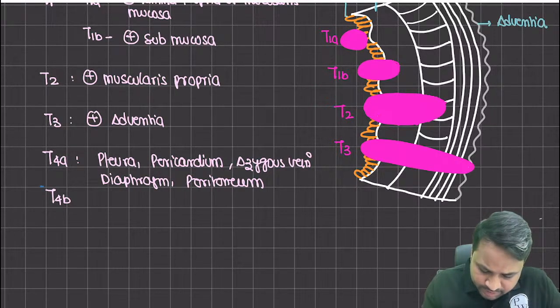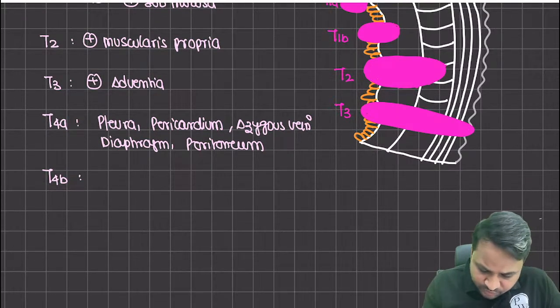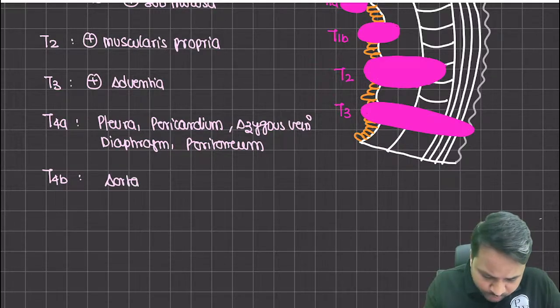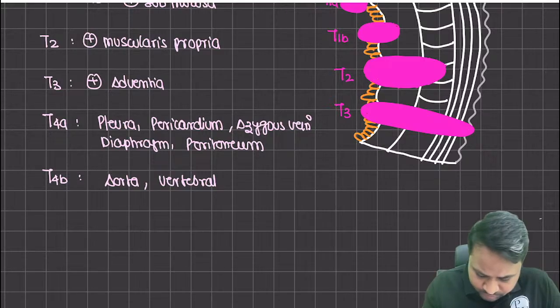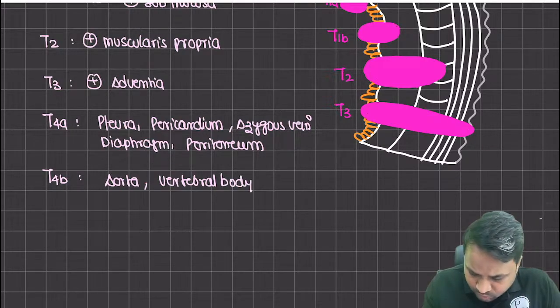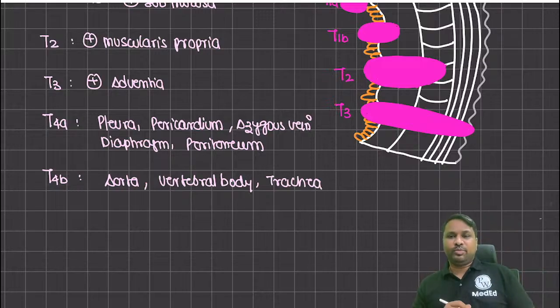Now, what is a T4B disease? When you look at the T4B disease, if it is involving the adjacent structures, for example involvement of aorta, involvement of vertebral body or trachea, that is your T4B disease, right?